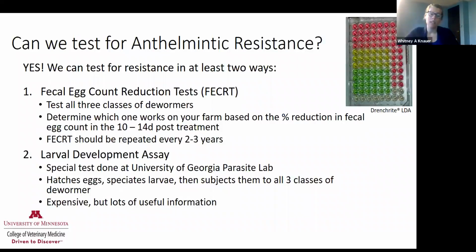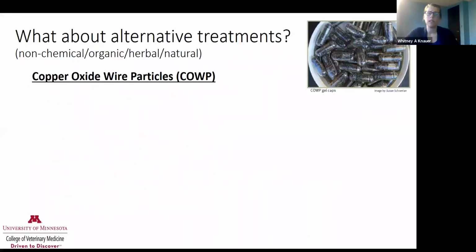So that can give you lots of useful information. It's expensive. It costs about $500. But there are more and more people who are dealing with resistance who are investing in this test as a way to determine what wormers will work on their flock.